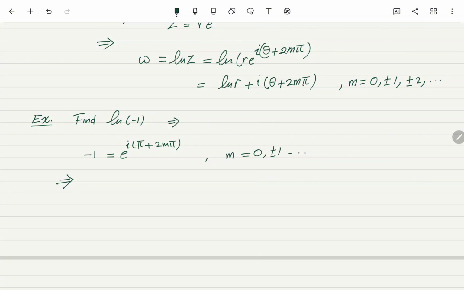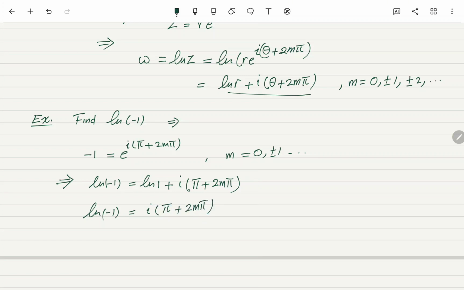Then ln of minus 1 equals ln, just use this definition here, ln 1 plus i times theta, which is pi, plus 2m pi, and ln 1 is 0, so ln of minus 1 equals i pi plus 2m pi, and that's it.